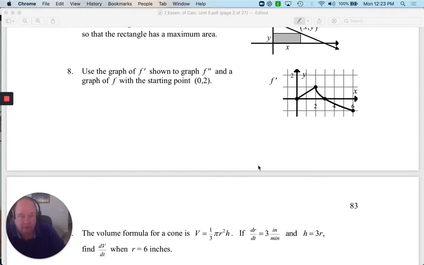0 is a critical number, and positive 3 is a critical number because they make the derivative equal to 0. So I'm looking for x-intercepts. That's 0 and 3. And then between 0 and 3, it is above, so it's positive. Between 3 and 6, it's negative because it's below.